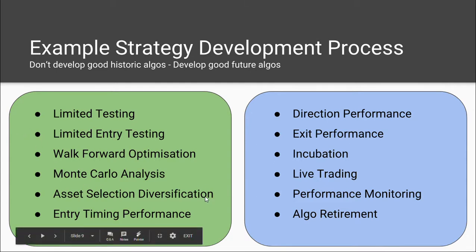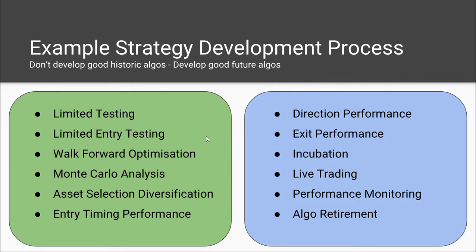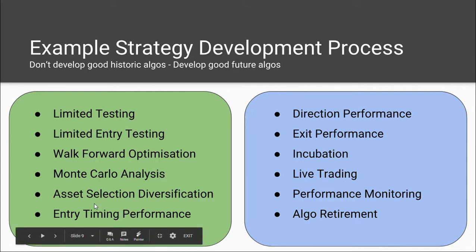You need to select what assets you're going to use that algorithm on, and you can't just choose the top 10 assets that happen to perform well in your testing. You need to have methods of determining what's the best basket of assets to use. This can be quite a complicated process, and there are different ways you can do that, which again, I'm just going through an overview here.